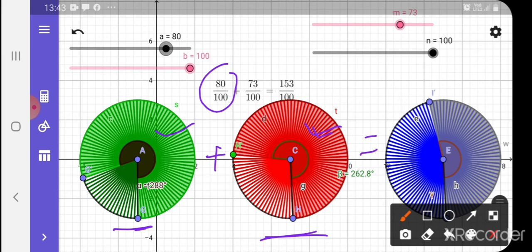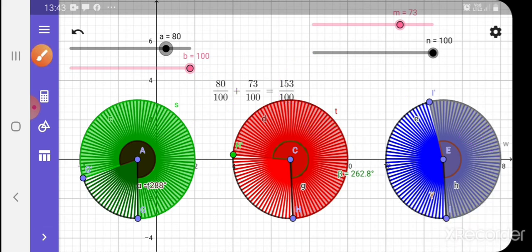153 means one complete rotation, then this is the 53 parts. One complete rotation, 53 parts. So this is represented by one complete circle plus this. So likewise you can change the numerator and denominator, then you get various types of results.